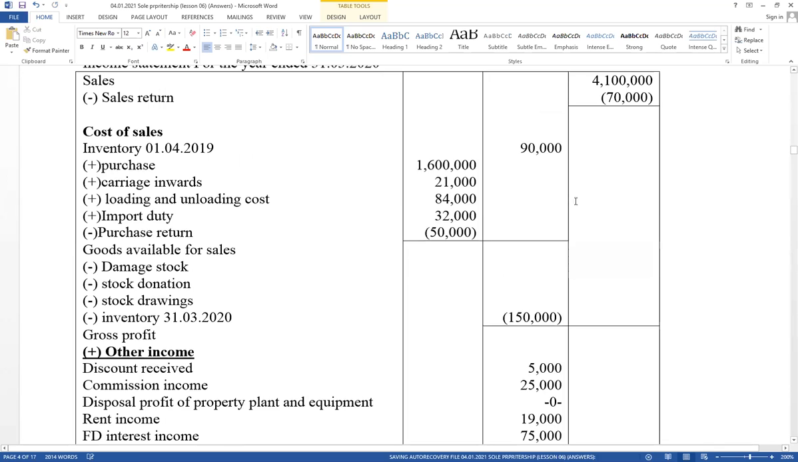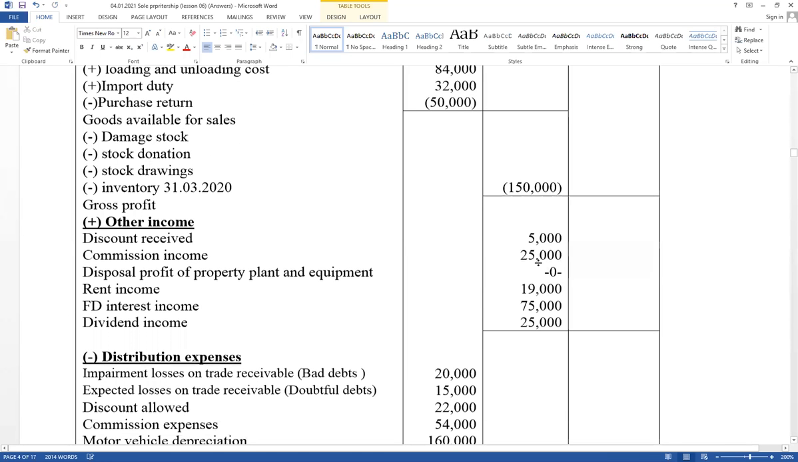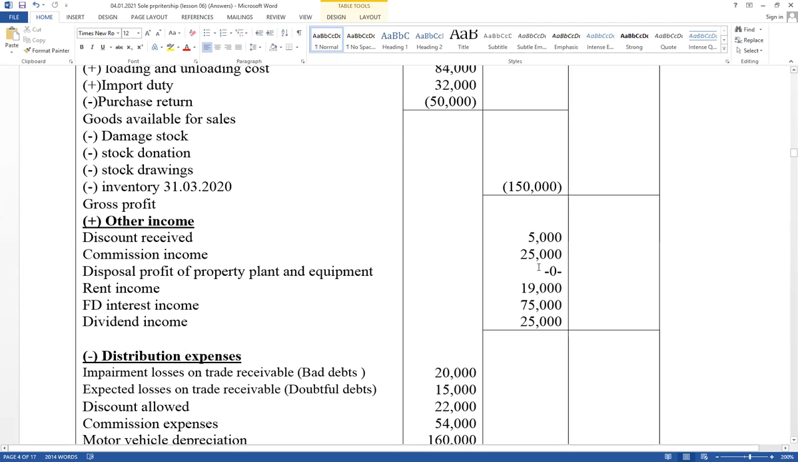Right, this is where you have to calculate cost of sales. Then think about other income, which should be recorded in the second column. Discount receipts, commission income. And in this example, it has not given disposal profit. If it has given disposal profit, also should be included here. But in this example, it has not given disposal profit. Right, rent income, FD interest income, dividends income, other income, second column.